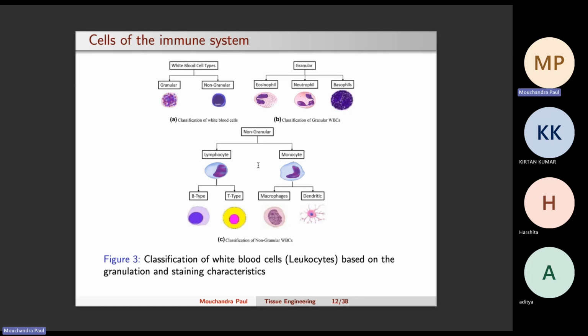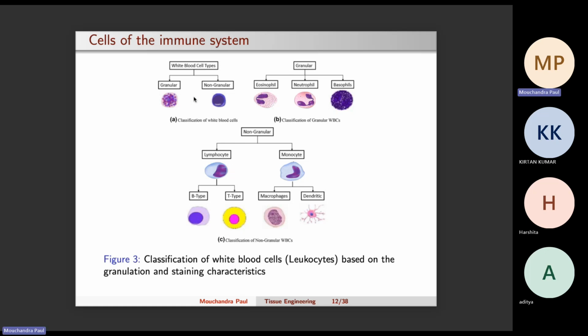And we can give another classification, depending on how these cells look when appropriate stains are given. After staining, when you look under the microscope, they show some characteristic features. Based on that, people have given a classification. White blood cells are also called leukocytes, and we can distribute them into either granular cells or non-granular cells.